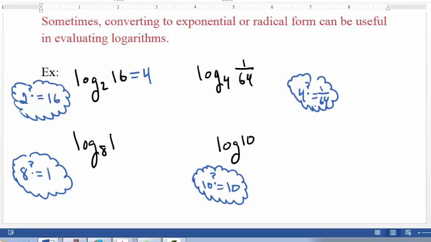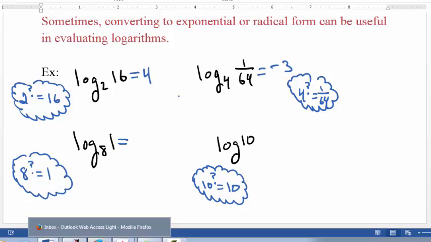4 to what power will give me 1/64th? Well, 4 to the 3rd will give you 64, right? But remember when you had the reciprocal here? When you did the reciprocal, that was a negative exponent. So this is actually going to be -3, right? If it was log base 4 of 64, it would be +3, but it's log base 4 of 1/64th, the reciprocal. So when you see a reciprocal like that, you know it's going to be a negative exponent. Okay, so that's -3.